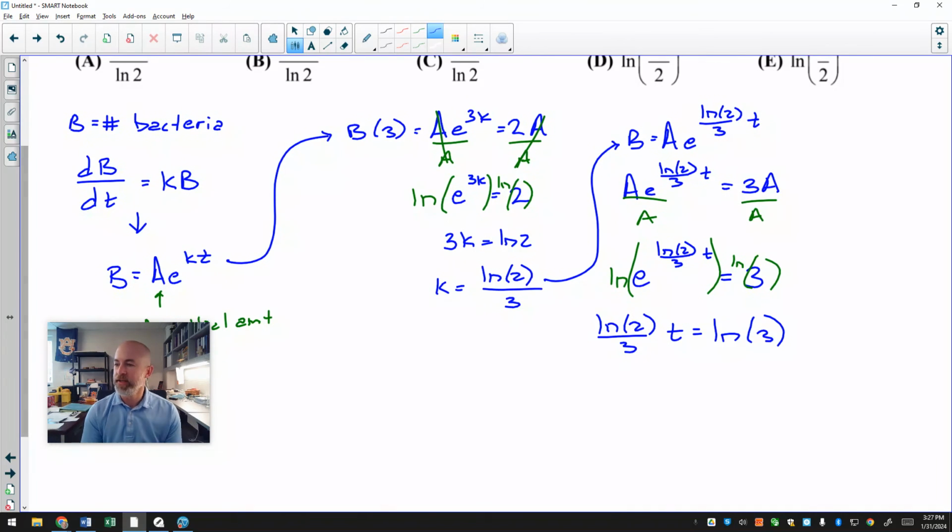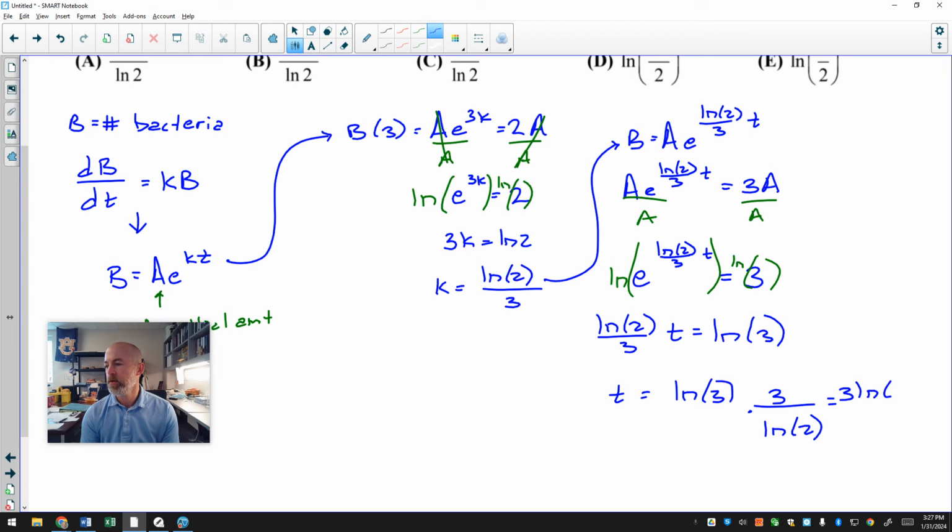And then finally, I am almost done. I will solve this by dividing by the natural log of 2 divided by 3, which is the same thing as multiplying by 3 over the natural log of 2. And so I have 3 natural log of 3 all divided by the natural log of 2 for my answer.